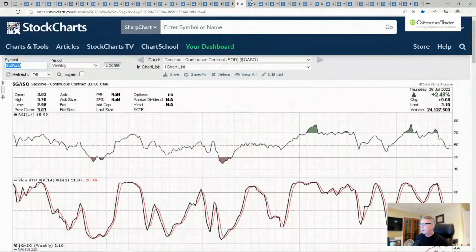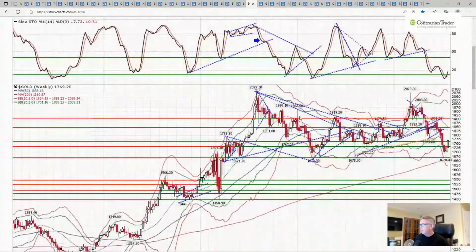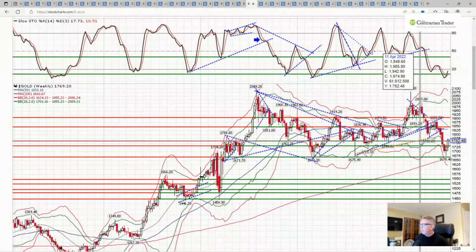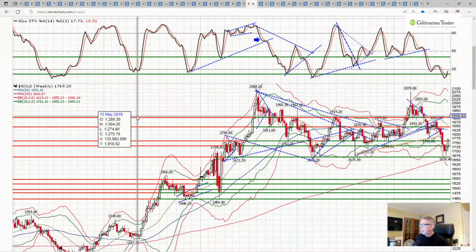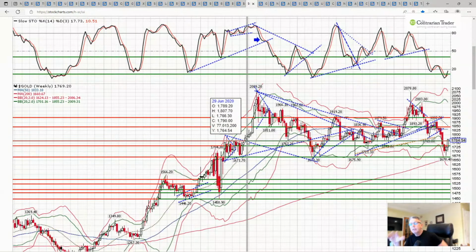Gasoline up on the week. Okay, gold. Gold is up nearly 2.5% on the week. We're poised to recapture the 1750 mark. Folks, if we close above, let's say, 1760, we're going to retest that support level next week. Then we're going to move up higher in the next several weeks.